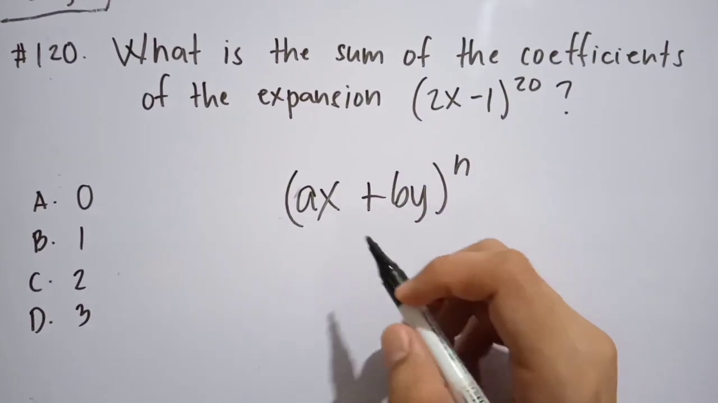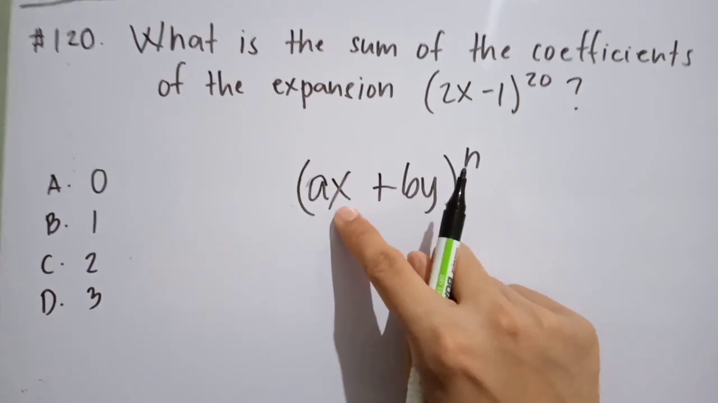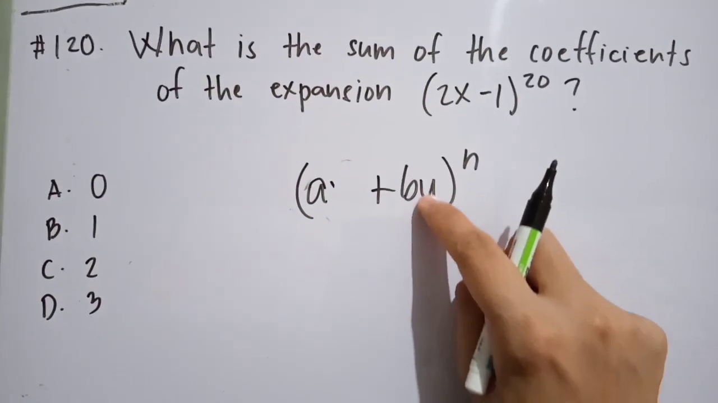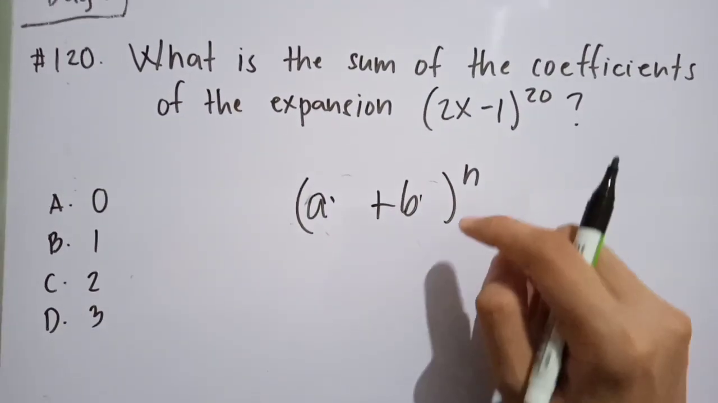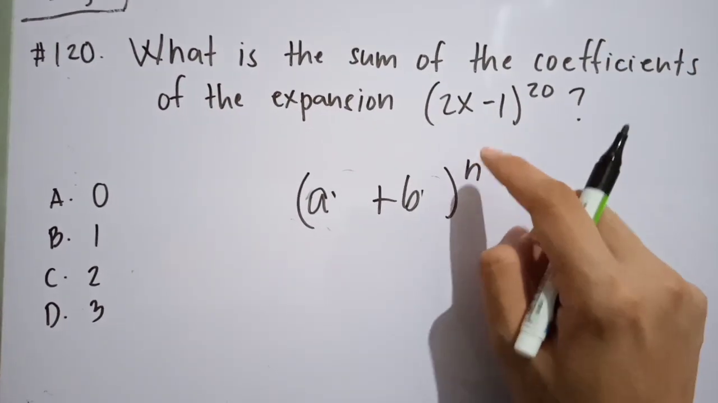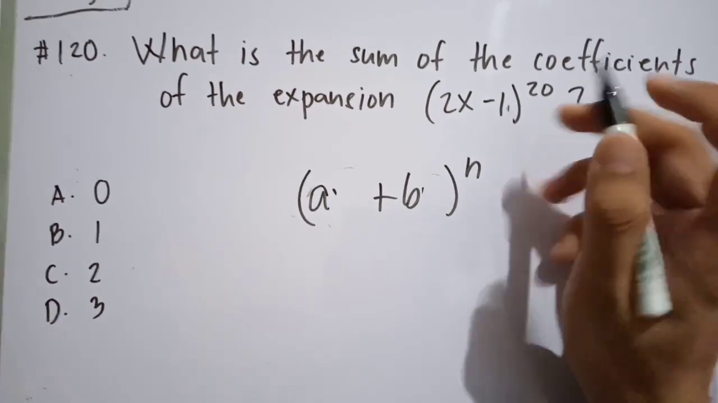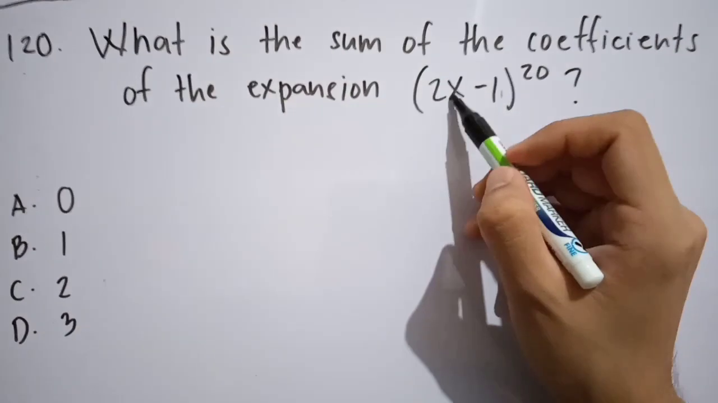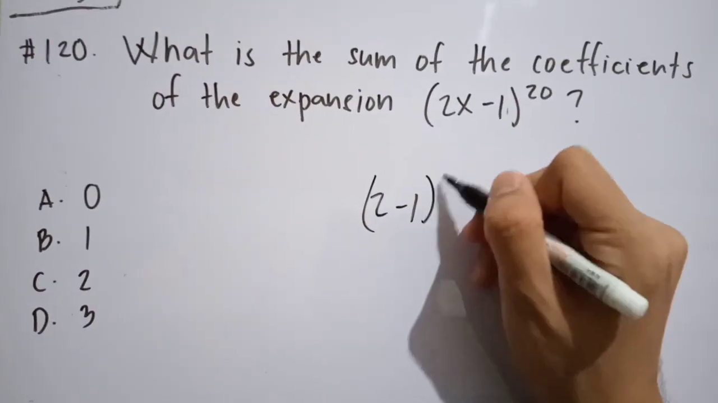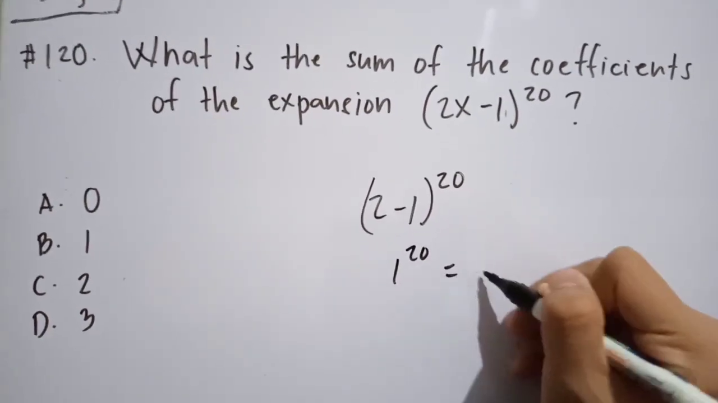Ang gagawin mo lang para makuha mo yung sum of coefficients ay gawin mong 1 tong mga variables. Yung x at y gawin mong 1. So, magiging 1 lang to, magiging a lang to, magiging b lang to. Tapos, i-raise mo sa n yung sum nila. Yun na yung sum of coefficients. Kaya lang dito, wala kasing variable itong last na to. So, medyo dito yung trick. So, ibig sabihin, kapag ginawa mong 1 to, itong x na to, magiging 2 minus 1 raised to 20. Magiging 1 raised to 20 which is equal to 1.